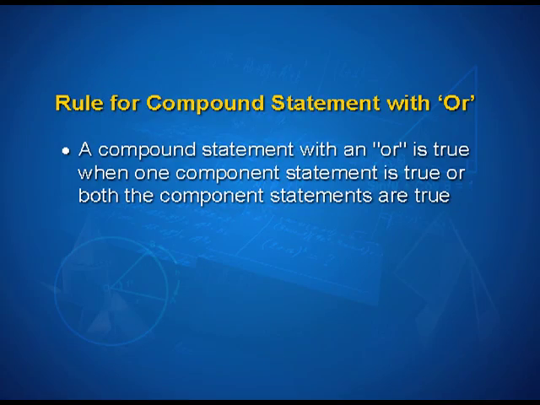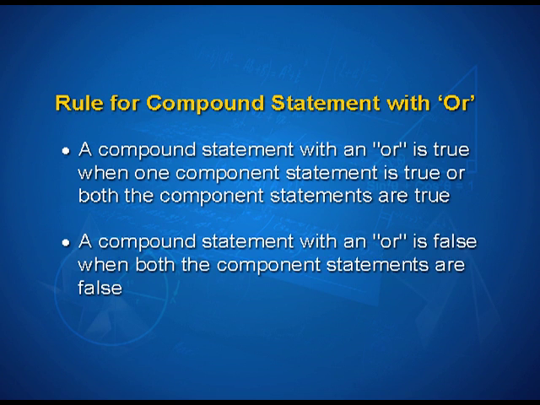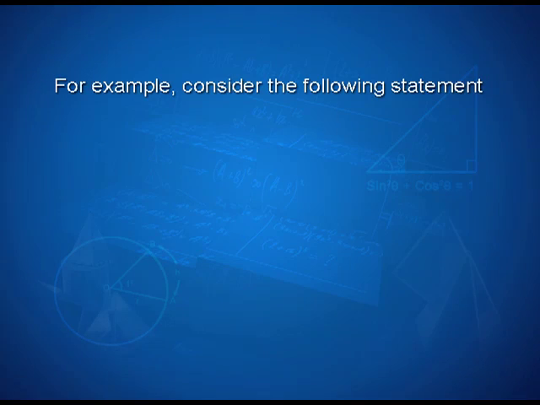Now, let us look at the rules for compound statements with or. First rule says, a compound statement with an or is true when one component statement is true or both the component statements are true. Second rule says, a compound statement with an or is false when both the component statements are false. For example, consider the following statement.